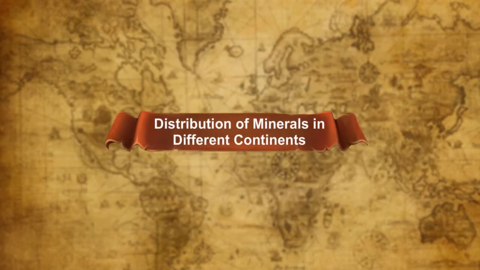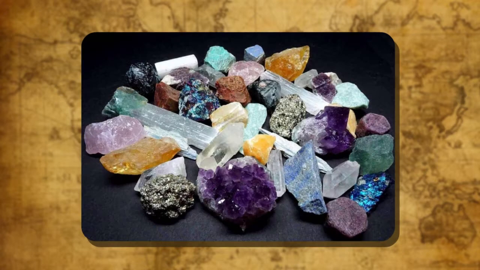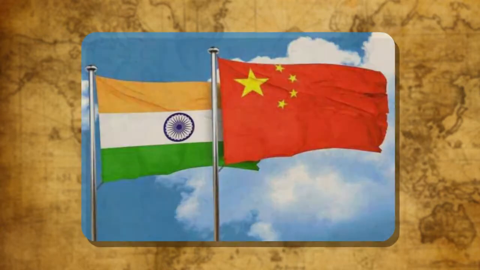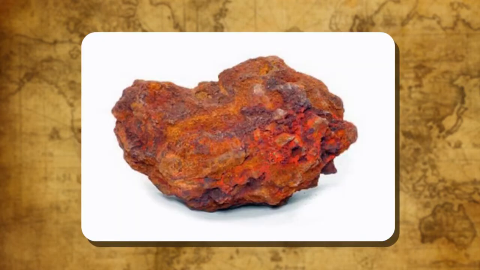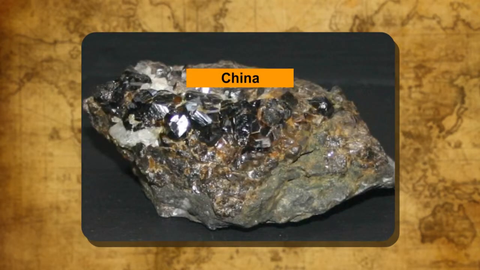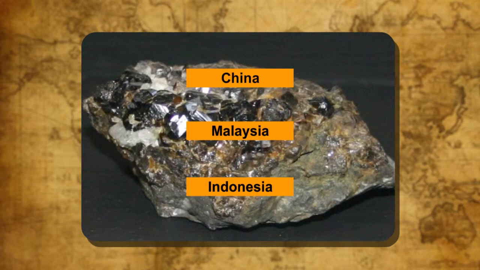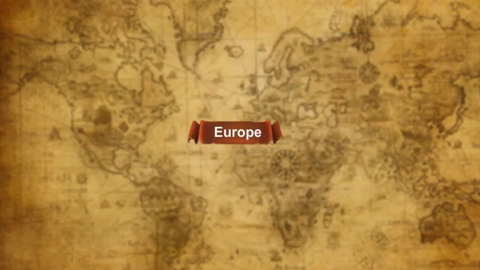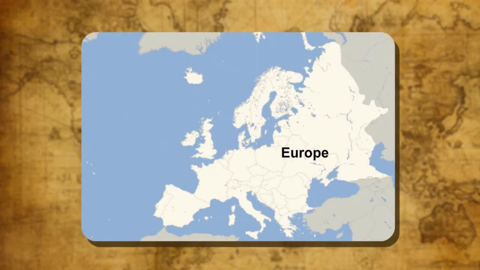Distribution of minerals in different continents. Here we are giving a brief description of minerals found in different continents. Asia: China and India have large iron ore deposits. The continent produces more than half of the world's tin, where China, Malaysia, and Indonesia are among the world's leading tin producers. Europe: Europe is the leading producer of iron ore in the world.